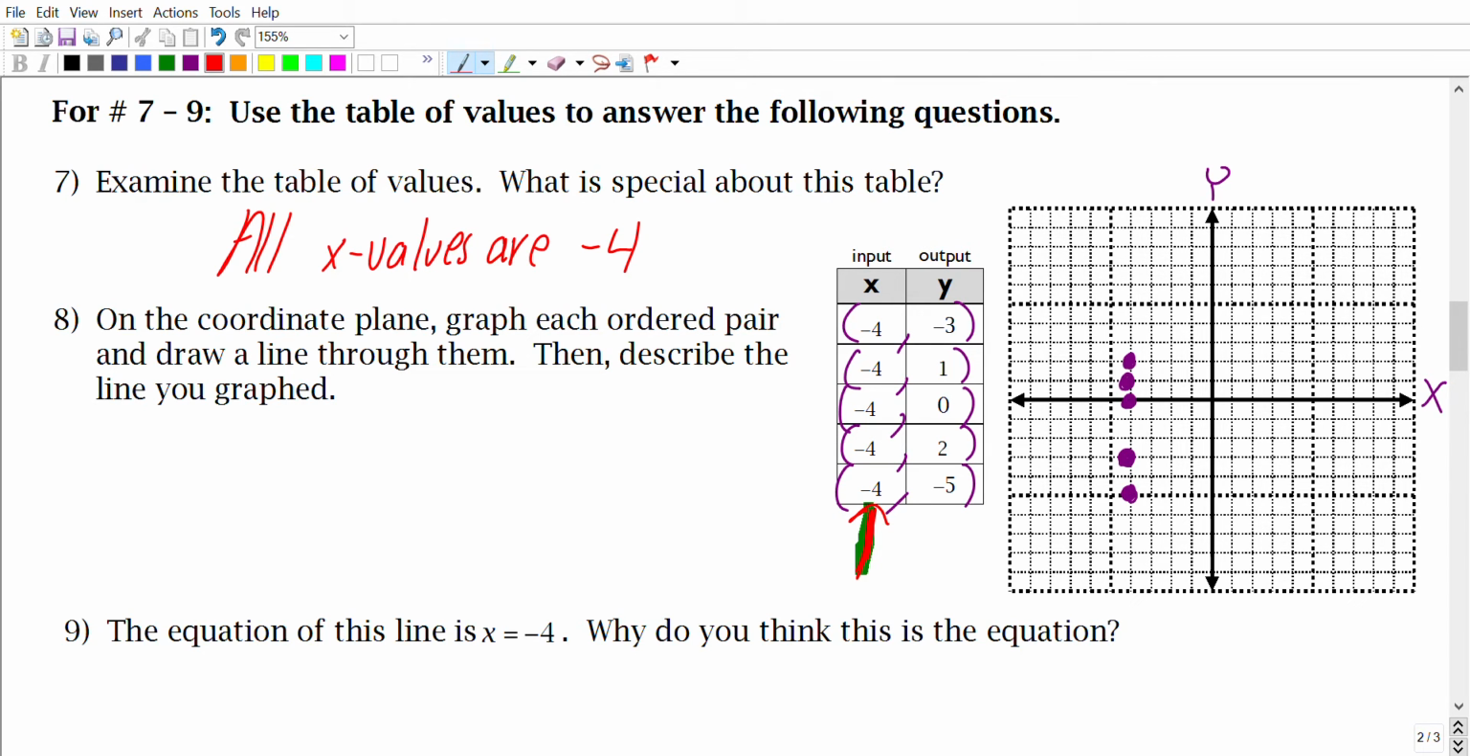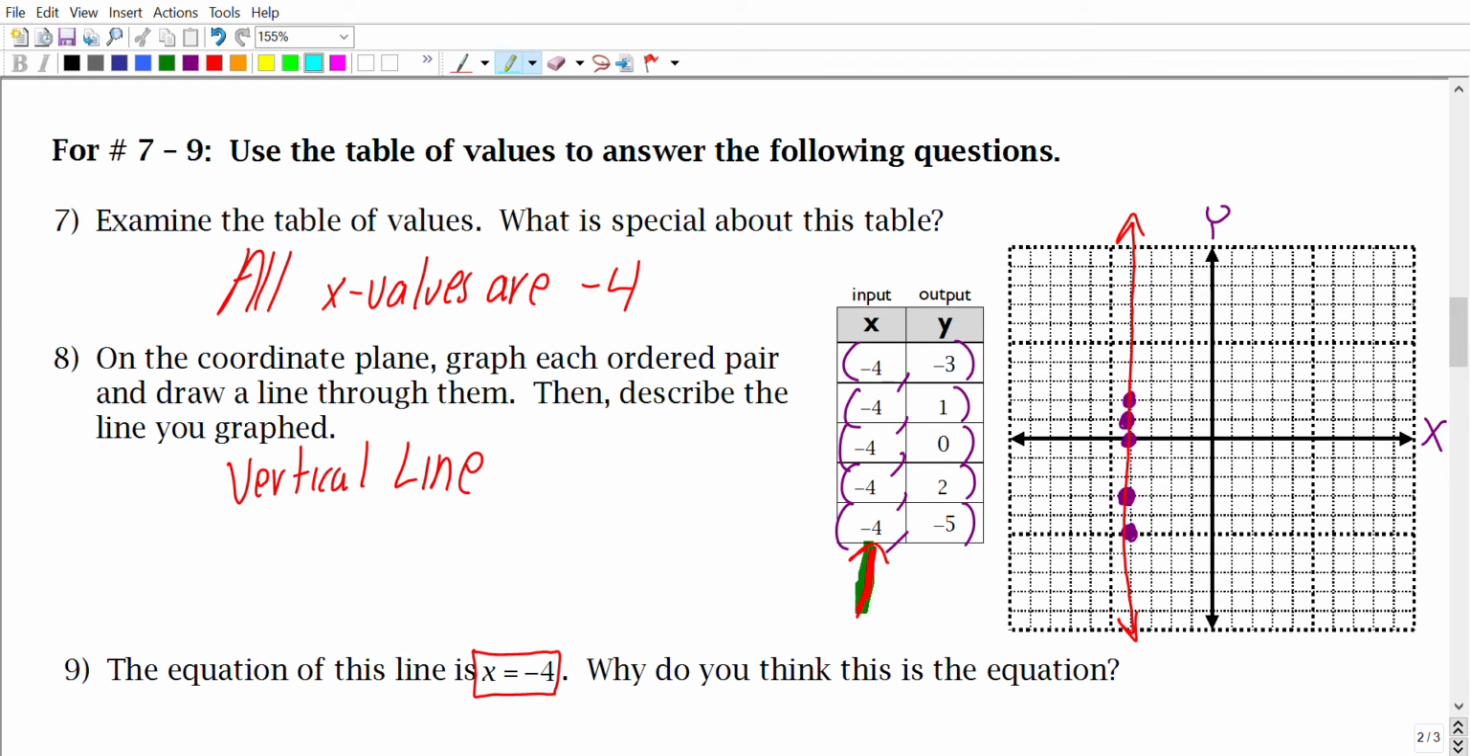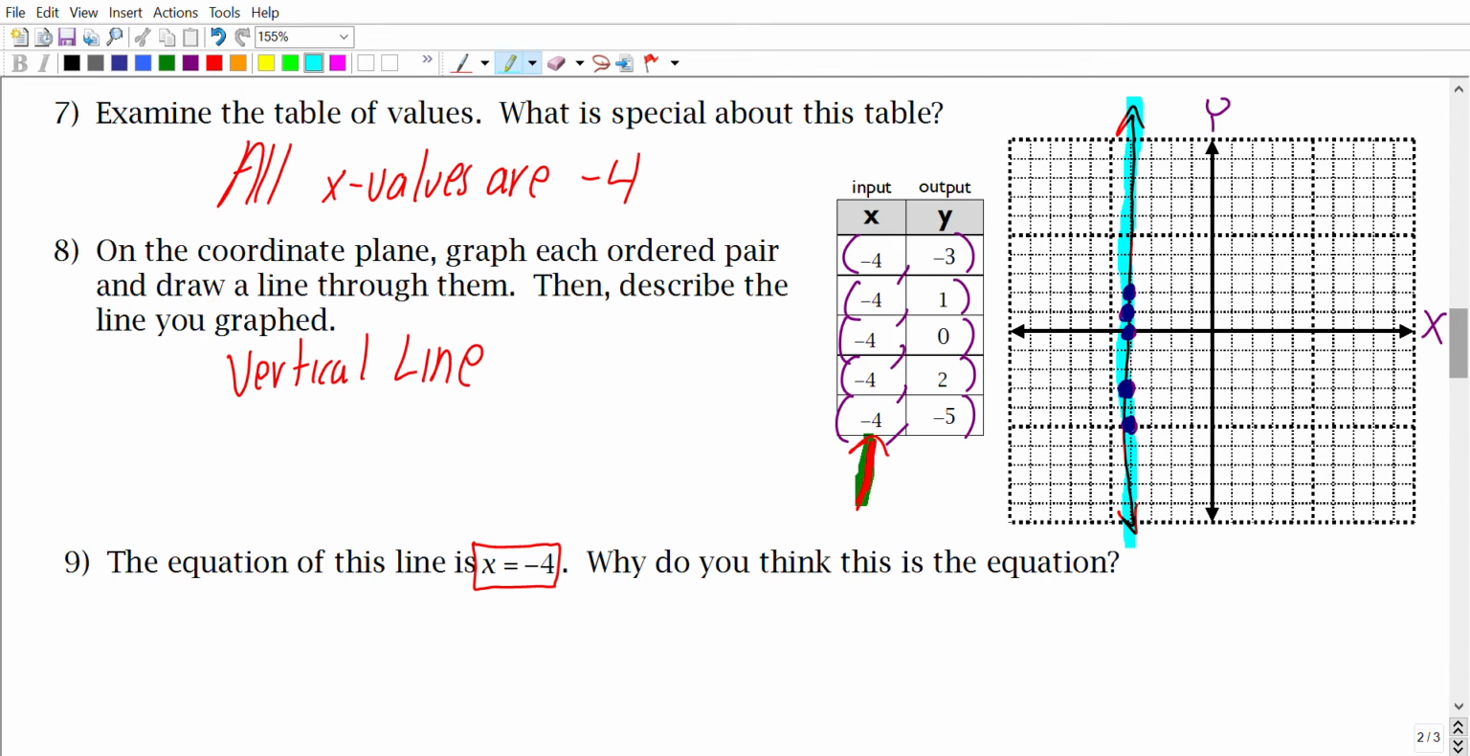So once again, let's take a straight edge and try to draw a line as straight as possible. I tried to draw a straight line, but what you should end up with is a vertical line. So as we're describing this graph, we're describing it as a vertical line. We're told that this equation is x equals -4 for this particular function. And then it asks, why do you think this is the equation? Well, let's take the same logic that we looked at on the above problems. What axis is this line crossing? Is it crossing the y, or is it crossing the x? Well, it's crossing the x. And what value is x always? Well, x is always -4.